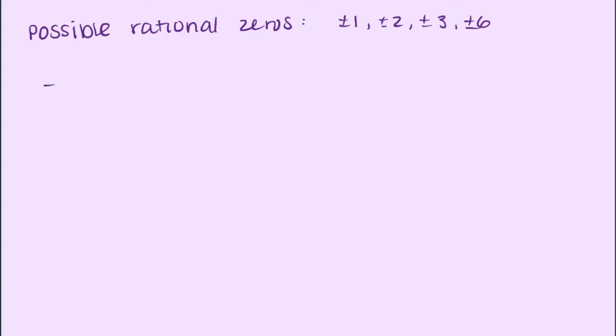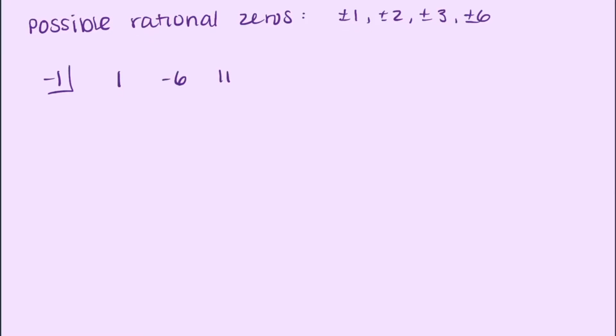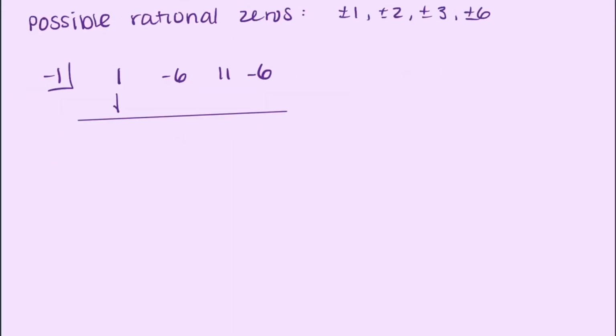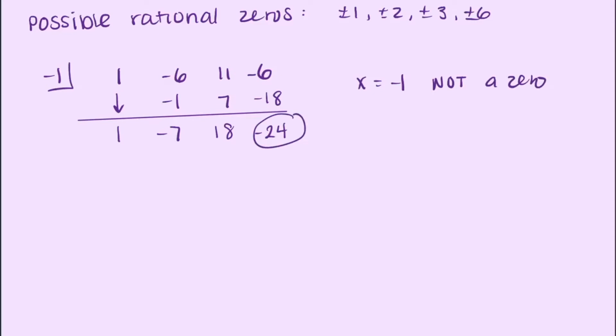So let's try -1. Use synthetic division. We have 1, -6, 11, and -6. Drop our 1 down. -1 times 1, -1. Add those together, -7, and then +7, 18, -18, -24. So x equals -1 is not a zero because we have a remainder of -24.